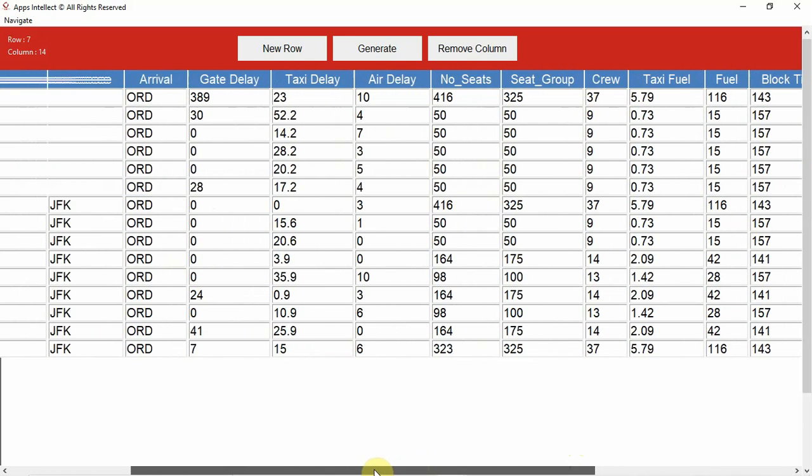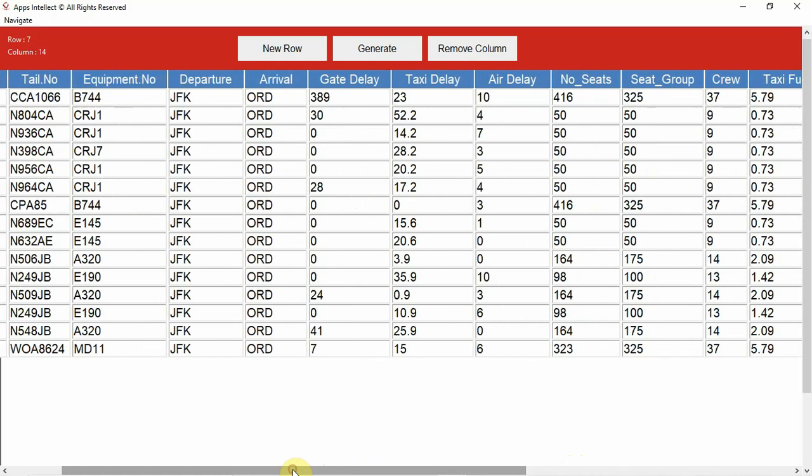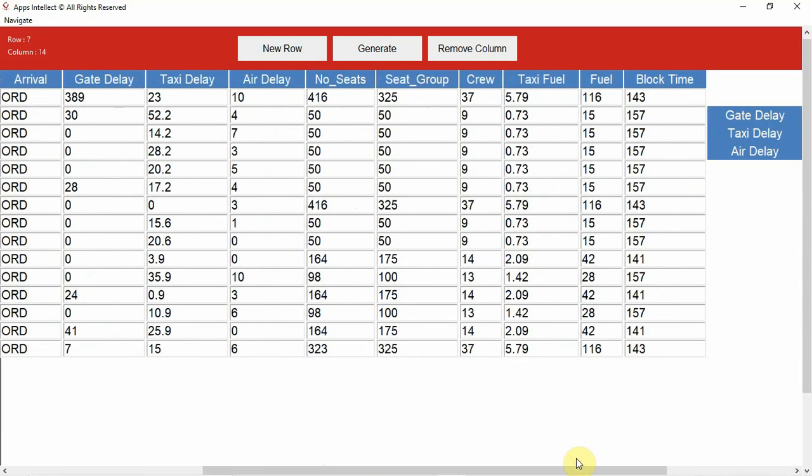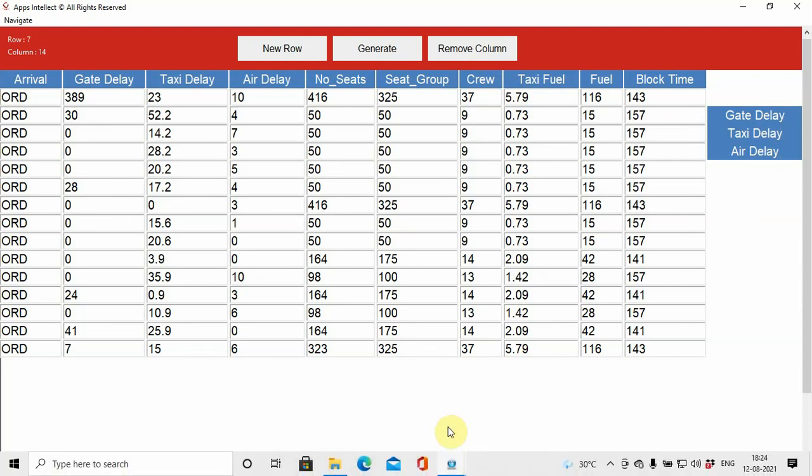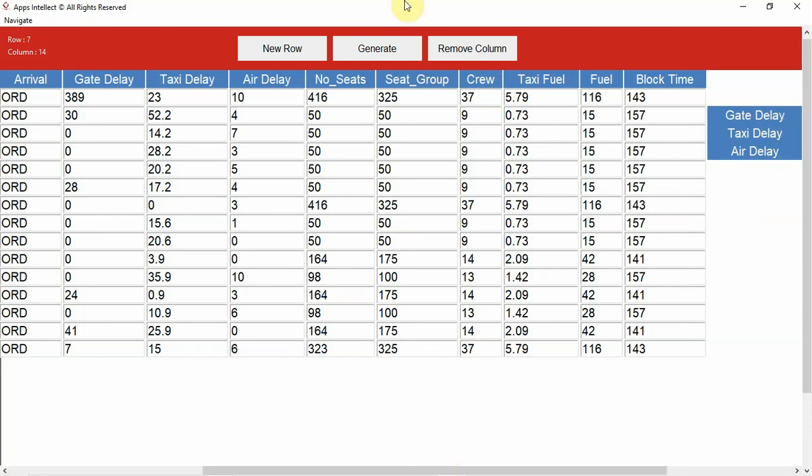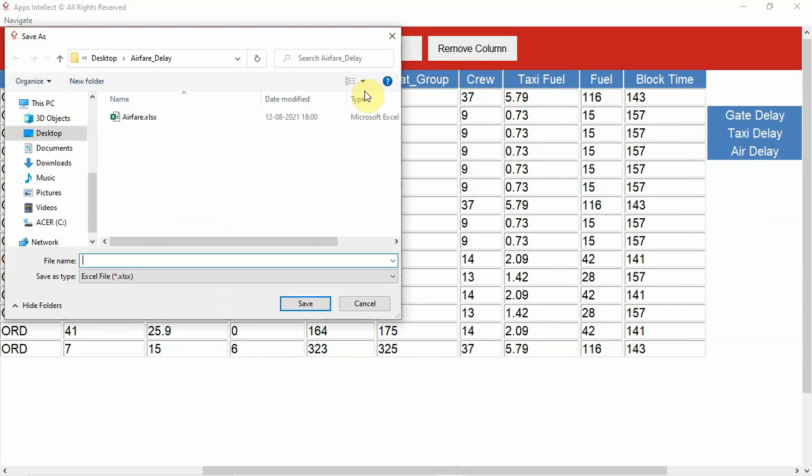Now we will come to know what the cost is for the gate delay, the taxi delay, and the air delay. So what we'll do is generate a report for this, and we can have all this particular analysis of the cost. So we'll just name it delay, and we'll click save.